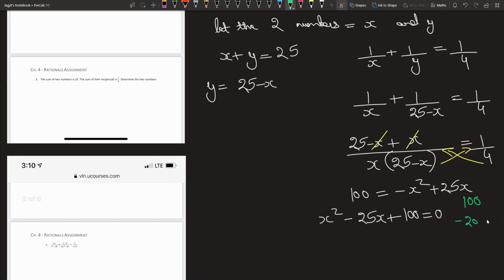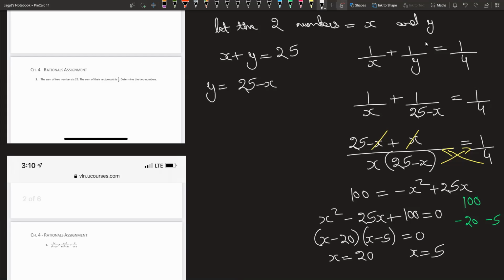Okay, so that would be minus 20 and minus 5, right? You multiply them, you get 100. When you add them, you get minus 25. So you're going to say your factors are x minus 20 and x minus 5 is equal to 0, which means x is equal to 20 and x is equal to 5.